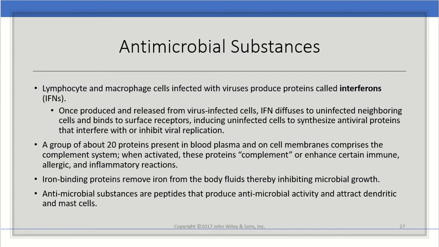So a group of about 20 proteins that are present in blood plasma and our cell membranes are going to comprise the complement system. So when activated, these proteins are going to complement or enhance certain immune, allergic, and inflammatory reactions. So iron-binding proteins are going to remove iron from the bodily fluids, thereby inhibiting any sort of microbial growth. And antimicrobial substances are also going to be peptides that can produce antimicrobial activities, and are able to attract dendritic and mast cells.